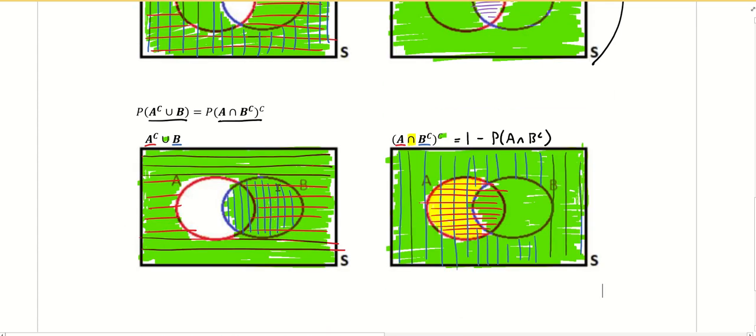Because typically intersections are easier to work with and easier to compute than unions. And so here we're basically reducing a union statement to a statement involving an intersection and a complement. And those are typically a little bit easier to work with and visualize and calculate than unions. Not always, but typically.